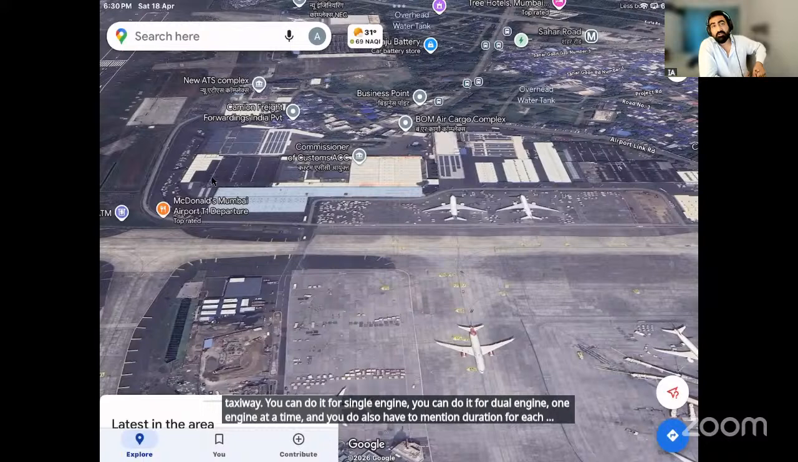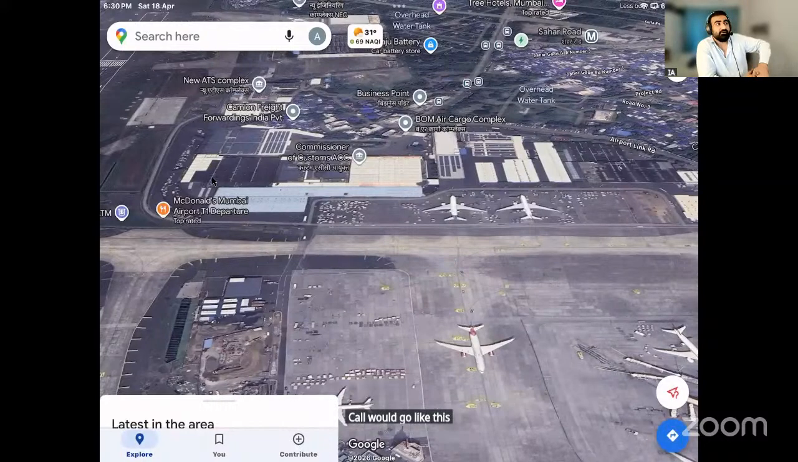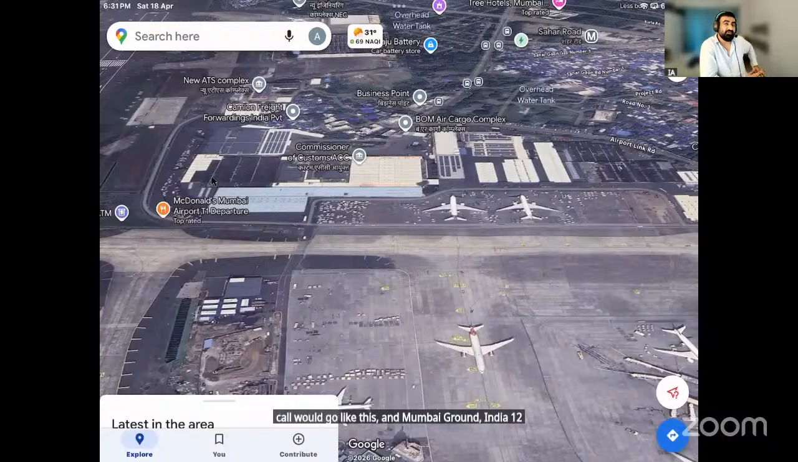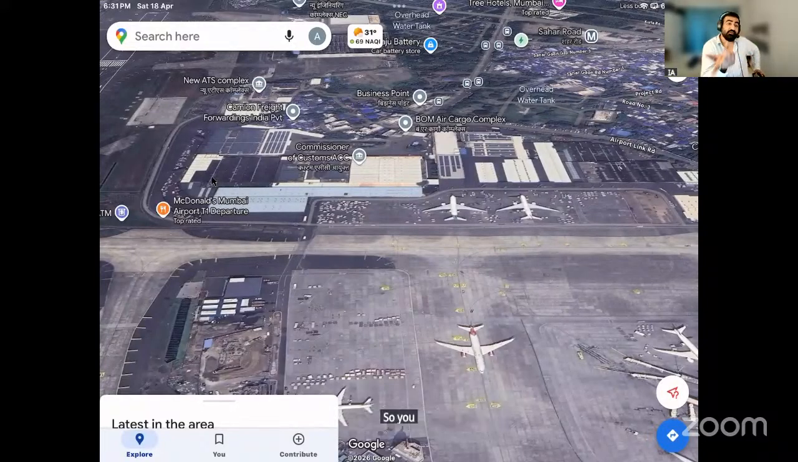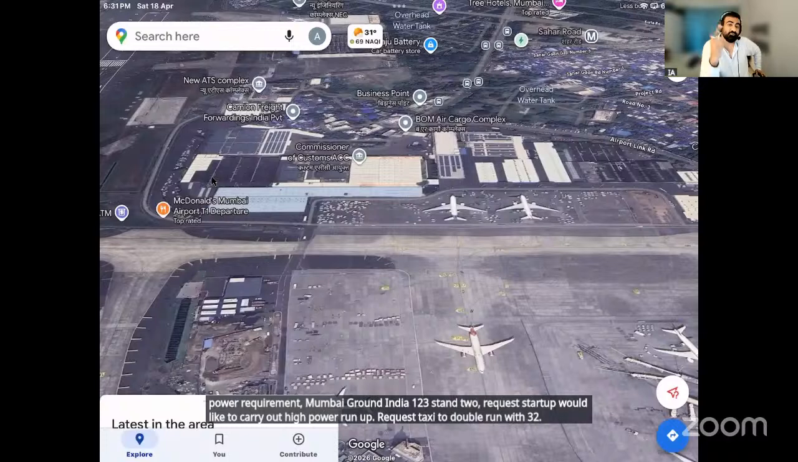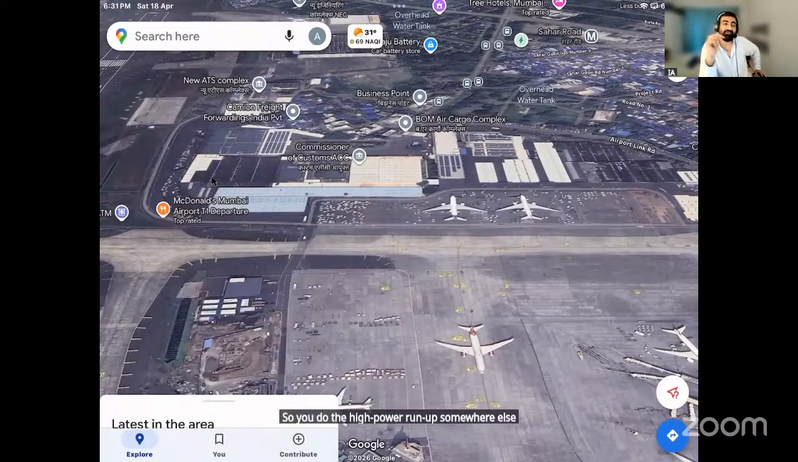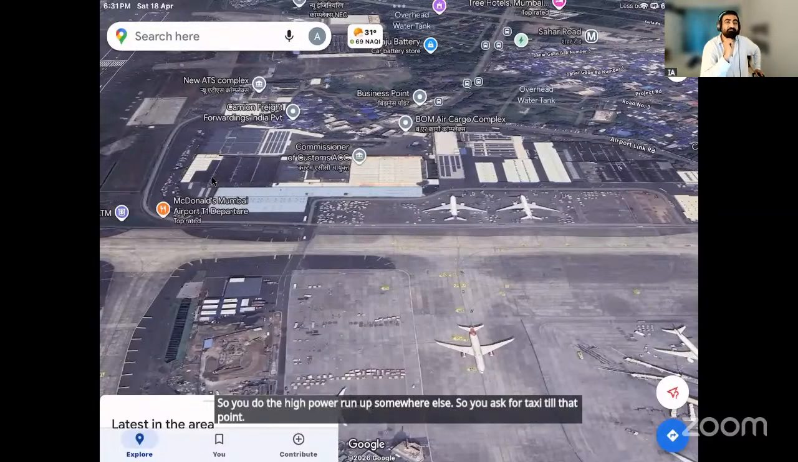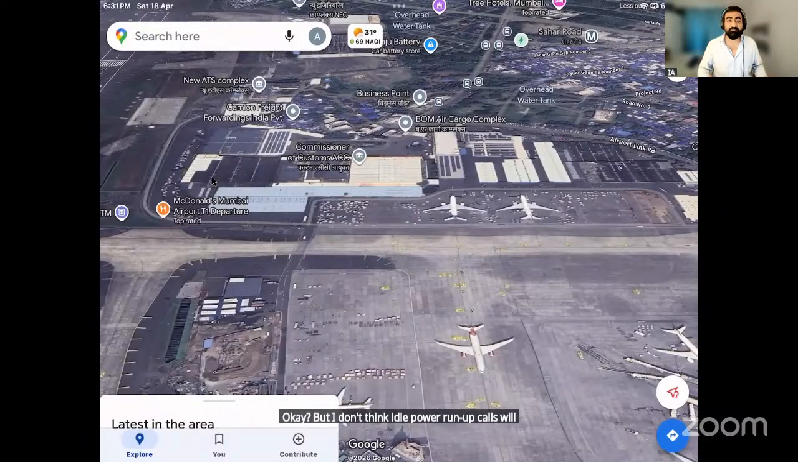The call would go like this: Mumbai ground, India 123, stand 2, request startup, would like to carry out idle power run-up. Number 1 engine, duration 05 minutes. So you ask for startup to do idle power run-up. And when you have a high power requirement: Mumbai ground, India 123, stand 2, request startup, would like to carry out high power run-up. Request taxi to Dumble runway 32. So you do the high power run-up somewhere else, and you ask for taxi till that point. I don't think idle power run-up calls will come, but you need to be aware.